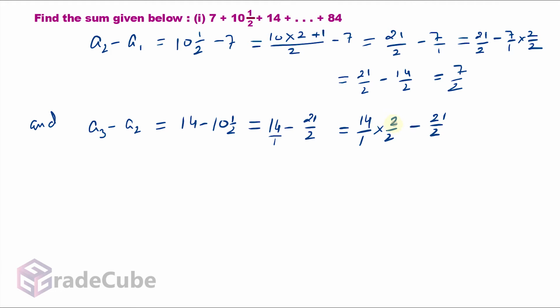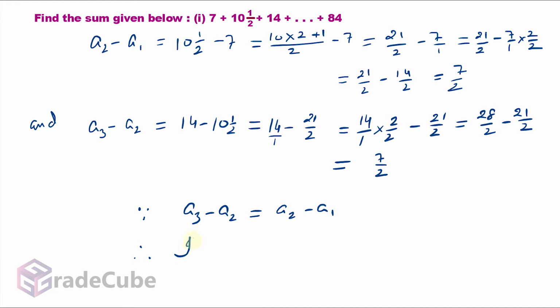Remember that when I multiply by 2, I also divide by 2, so the overall number remains the same. So it becomes 28 over 2 minus 21 over 2. It comes out to be 7 over 2, because A3 minus A2 is equal to A2 minus A1. Therefore, it is an AP. So we have proved that this is an AP.